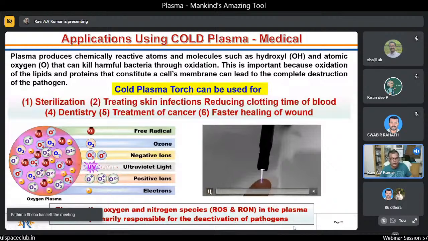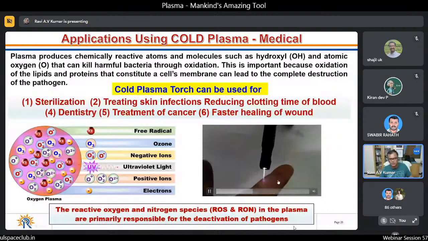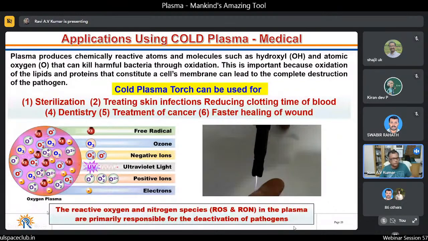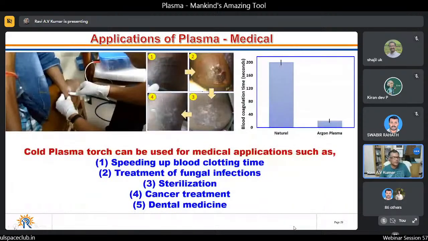We'll get to that. Now take a look at this plasma torch. This is my finger here. I'm touching the plasma. This is what I said. The same plasma can exist as extremely hot and also at room temperature. So this is a plasma torch that is basically used for medical applications. Now we can see sterilization, skin infections, reduction of blood clotting time, dentistry, cancer, faster healing of wounds. There are a plethora of applications.